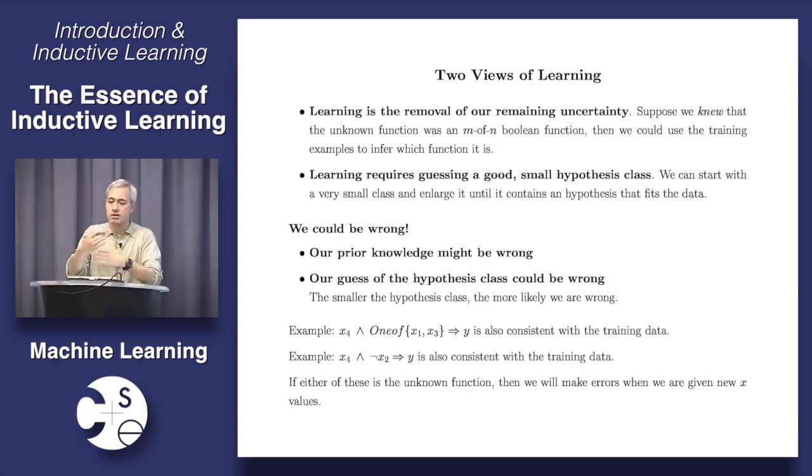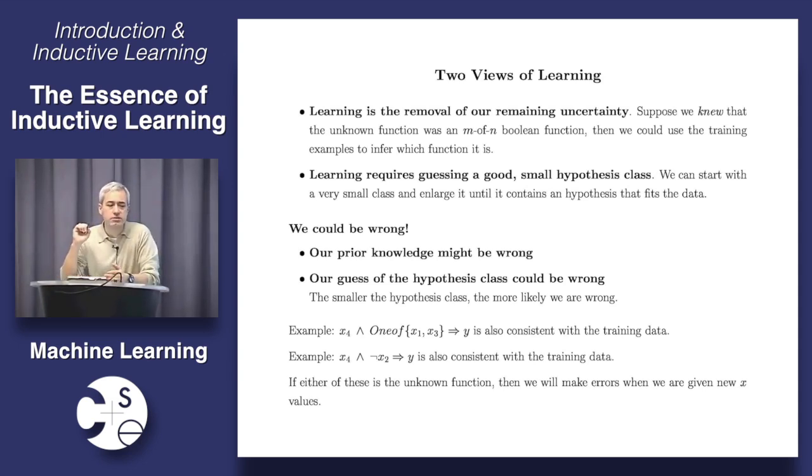So one way of looking at this is asking, what is learning? It's removing your uncertainty. The data itself is not enough. Your knowledge of the domain, let's say you start with the knowledge that it's an M of N rule, is not enough either. But that plus the data, on a good day, will remove your uncertainty and you'll be left with the right concept. So this is one way to look at learning.